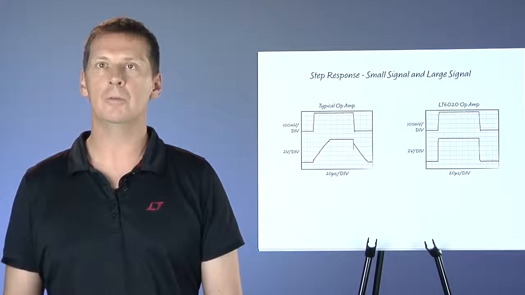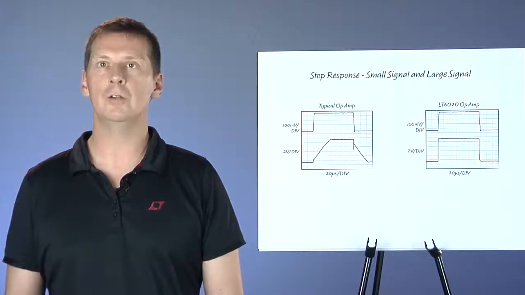The LT6020 is a new type of op-amp with a much higher slew rate than you would expect for the low supply current. In fact, the LT6020 has internal circuitry that automatically adjusts the slew rate based on the size of the input step. As a result, large input steps are processed just as fast as small input steps.